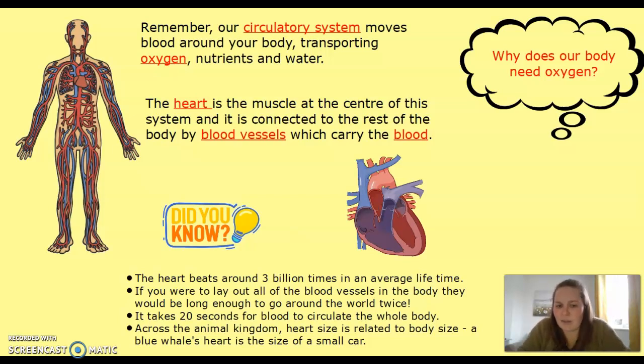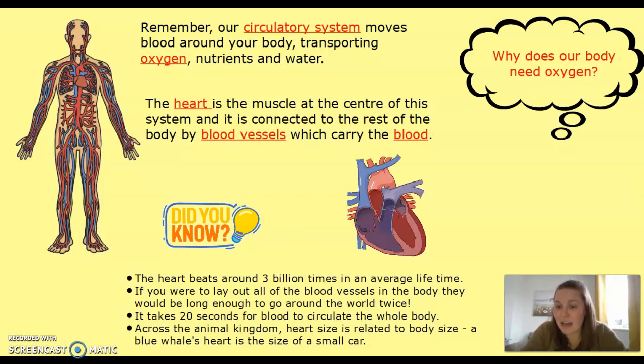If you were to lay out all the blood vessels in the body, they would be long enough to go around the world twice. So that sounds quite dramatic, quite a long way, and all of that length is inside our body. So that is how complicated the network of blood vessels is. It takes 20 seconds for blood to circulate the whole body. So 20 seconds, your blood has done a trip around the whole body.